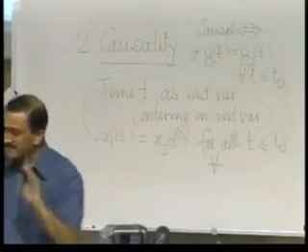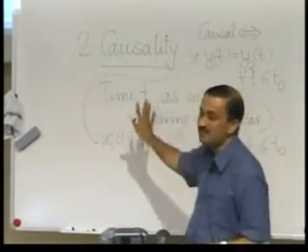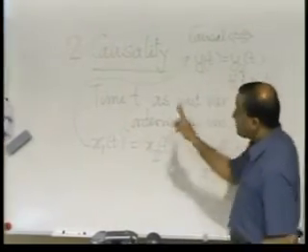And the meaning, see, causality has a meaning, as I said, only when you have a single independent variable which is ordered, both at the input and output. All right? So what is a causal system?